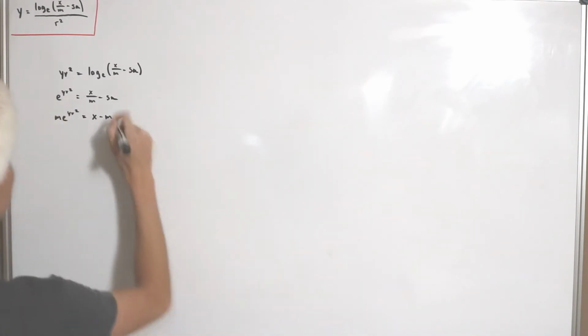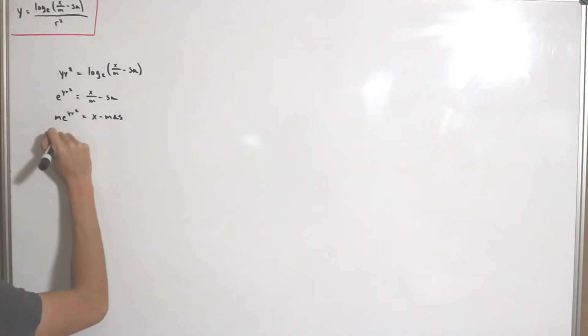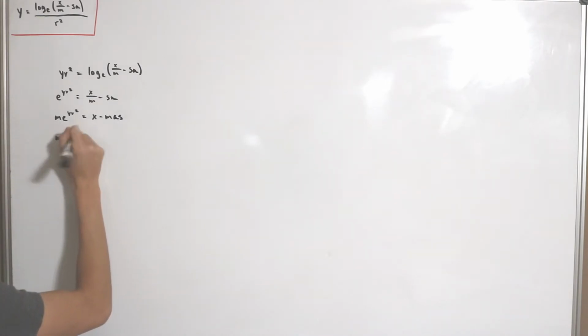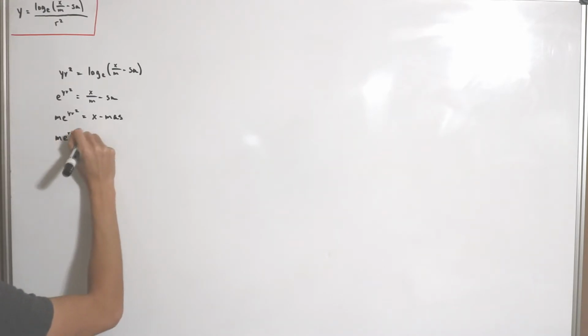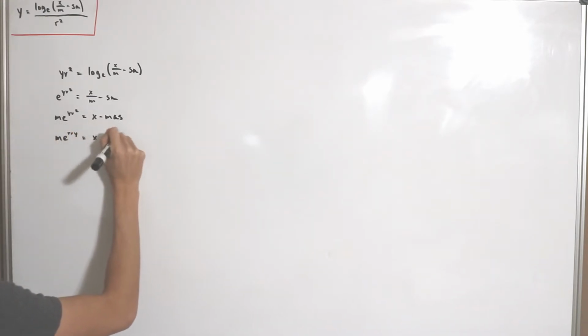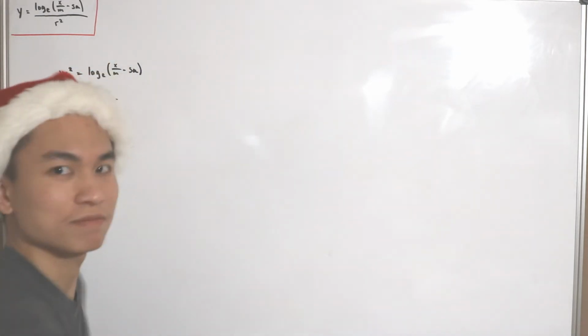MAS. And then how about this? I'll just expand this out a little bit so that we get this is m times e to the r times y, and then equals to x minus, like so. And there we have it. Nice.